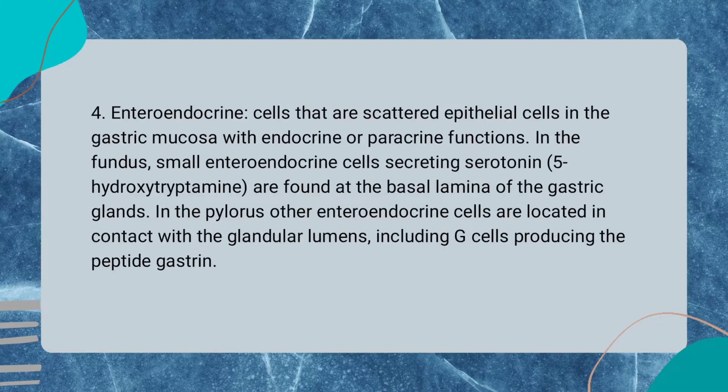And we have here the heteroendocrine cells, or scattered epithelial cells in the gastric mucosa with endocrine or paracrine functions. In the fundus, small enteroendocrine cells secreting serotonin are found at the basal lamina of the gastric glands. In the pylorus, other heteroendocrine cells are located in contact with the glandular lumens, including G cells producing the peptide gastrin. Various enteroendocrine cells secreting different hormones, usually peptides, are also found in the intestinal mucosa and are of major importance for functions of the digestive tract.